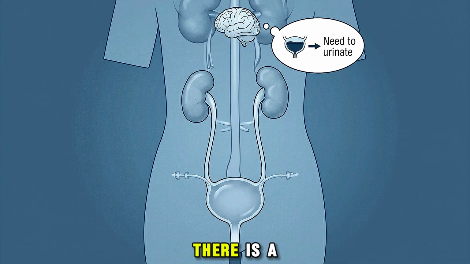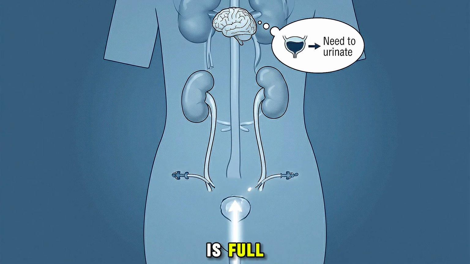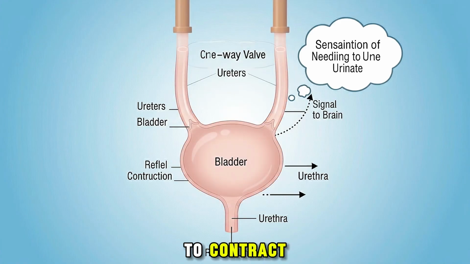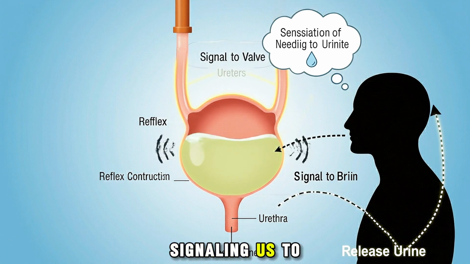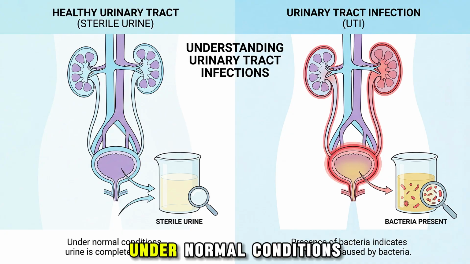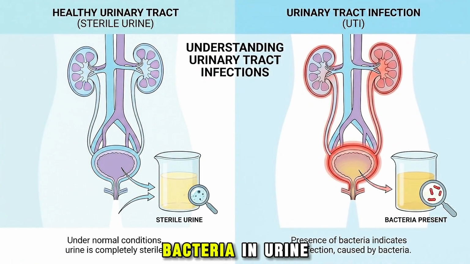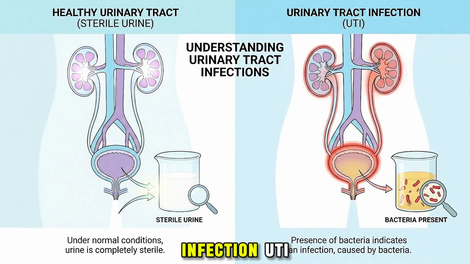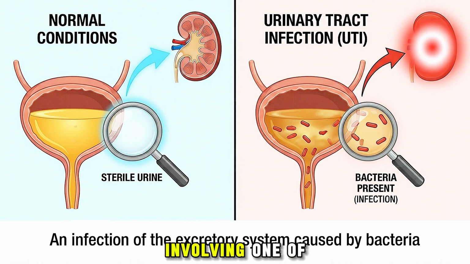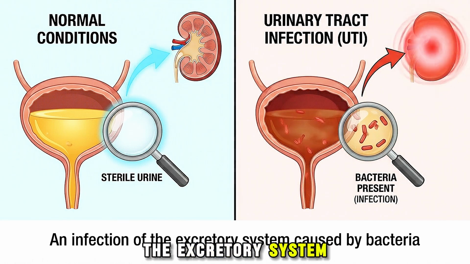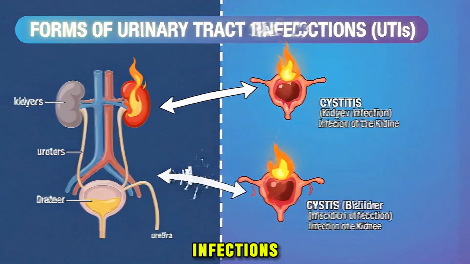At the end of each ureter, there is a one-way valve that prevents urine from flowing back into the kidneys. When the bladder is full, reflexes cause the bladder wall muscles to contract, sending a signal to the brain to create the urge to urinate, signaling us to release urine out through the urethra. Under normal conditions, urine is completely sterile. The presence of bacteria in urine is evidence of a urinary tract infection, UTI. It can be seen that a UTI is an infection involving one of the parts of the excretory system caused by bacteria. So, what are the specific forms of urinary tract infections?